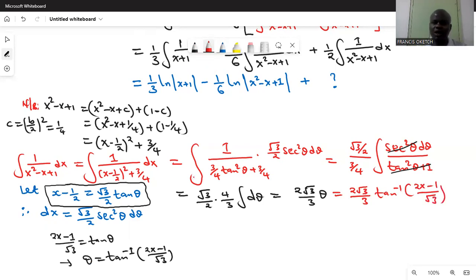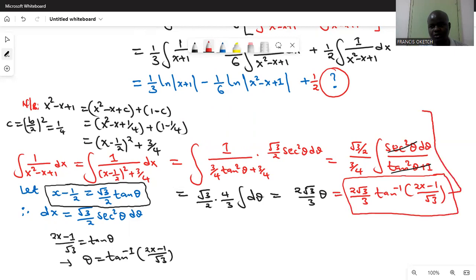So go back to our final answer. I will go back to this question mark. Remember it was 1 over 2 times the question mark, which we now know the answer. So it is this answer here that we are going to substitute into the question mark, so that we get our final answer. So it's 1 over 2 times the answer that we have found. You see the 2 in the denominator will cancel with the 2 in the numerator.